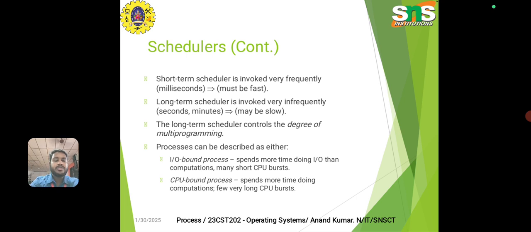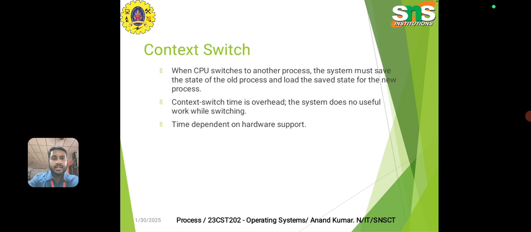An input output bound process spends more time doing input output work than computations, with many short CPU bursts. A CPU bound process spends more time doing computations, with very long CPU bursts. So next is the context switch.